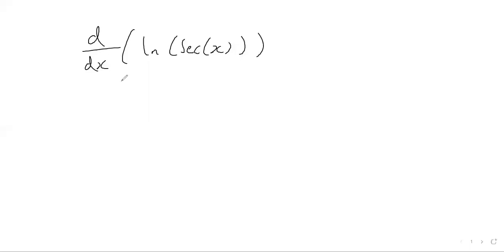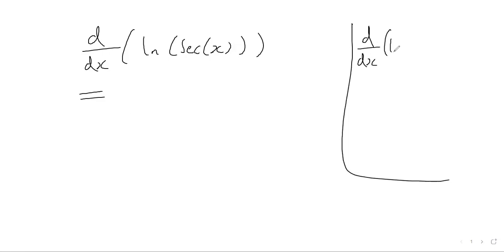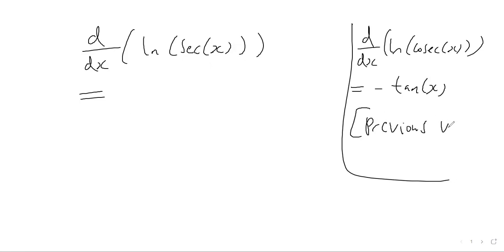Hello, so in today's video, we're going to differentiate the function ln of sec of x, so the natural logarithm of the secant function. And to do this, we're just going to use a result from a previous video. So we know that when we differentiate the natural log of cosec of x, we got negative tan of x. So this is a result from a previous video, so you can just check that out by watching one of my previous videos where we differentiated this function already. So we're going to use this result here.